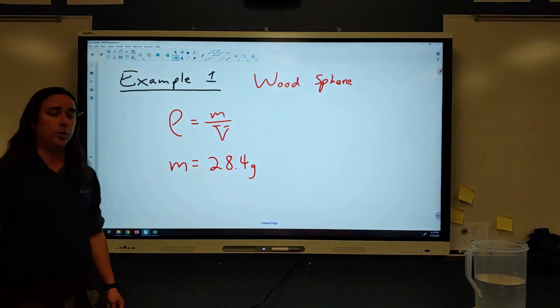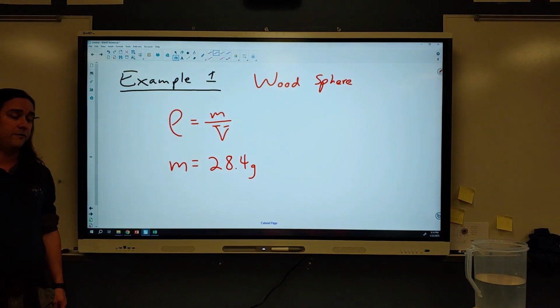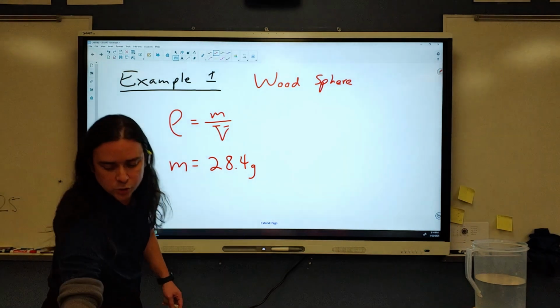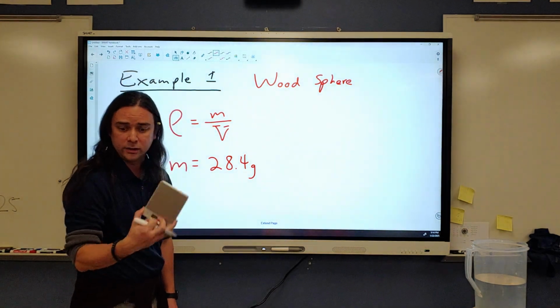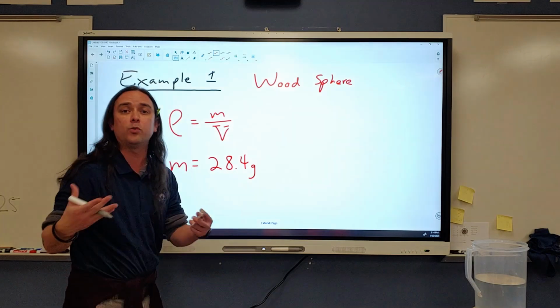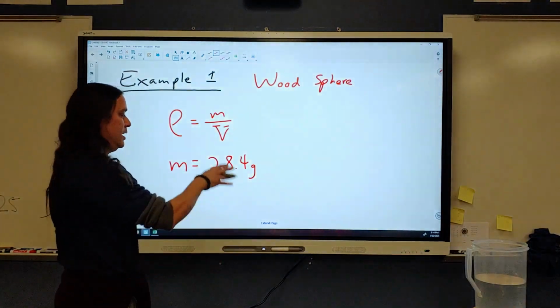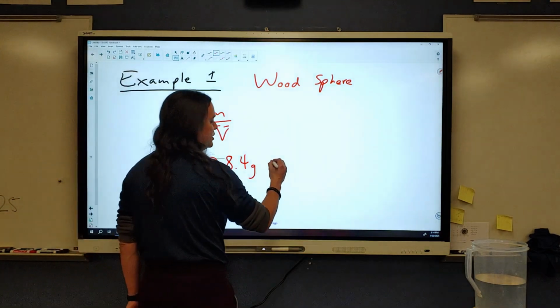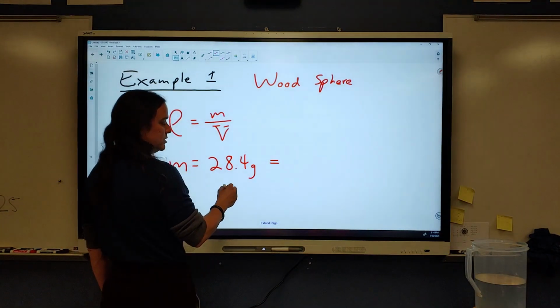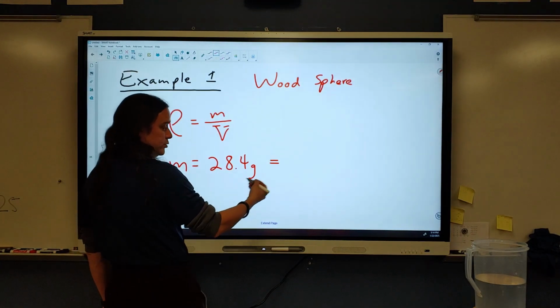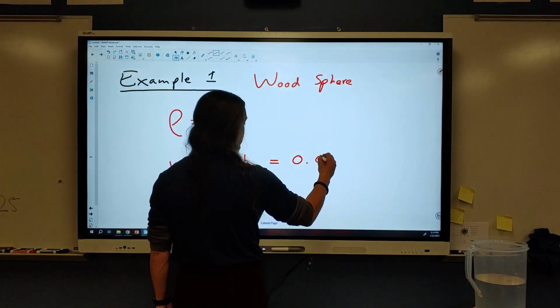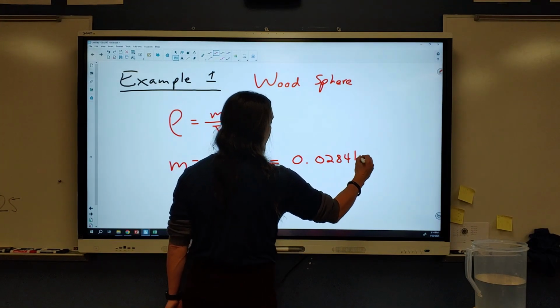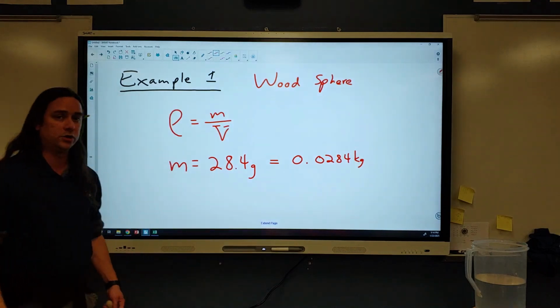28.4 grams. Now, both I and the AP exam might give you the value in grams. Why? Well, partly to make your life more complex, and partly because that's actually what our balance would measure it in. So we're trying to replicate what you would get in real life. Now, this is grams, which would be great for a chemist, but for us, we want this converted over to kilograms. We would divide by 1,000, and that should give us 0.0284 kilograms.